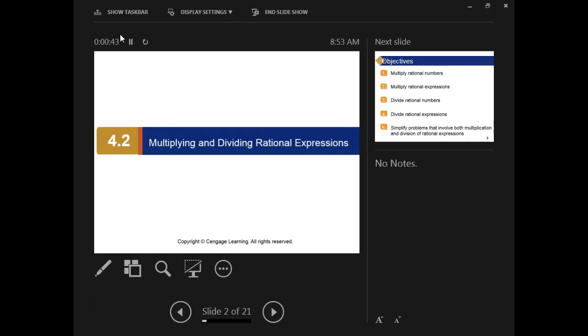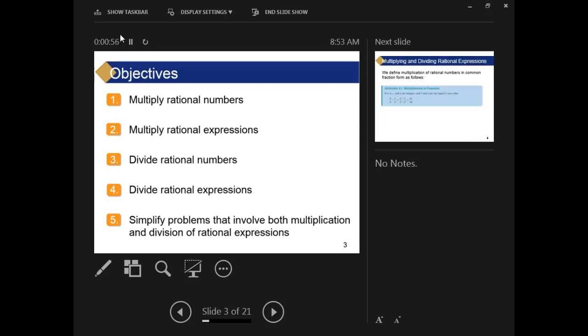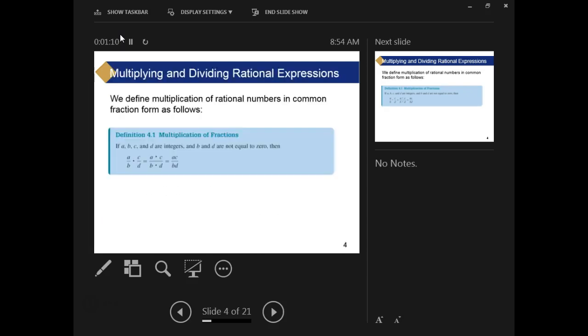Adding and subtracting rational expressions, you've got to get least common denominators. So that's a little more involved. So the next easiest thing to do is multiplying and dividing. So we'll multiply rational numbers, just like we started with simplifying rational numbers. We'll multiply rational expressions, then we'll divide rational numbers, then we'll divide rational expressions, and then we'll simplify some problems that involve both multiplication and division of rational expressions.